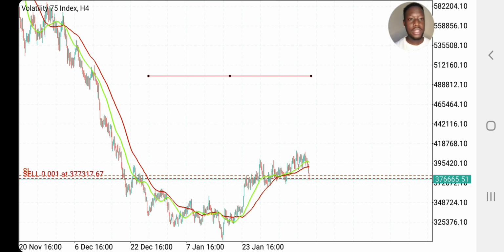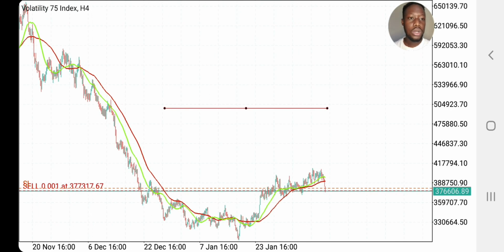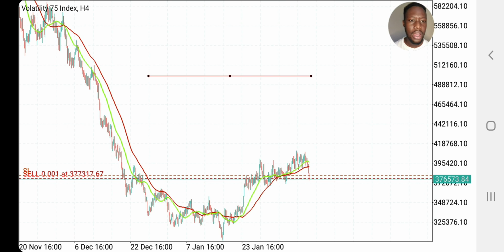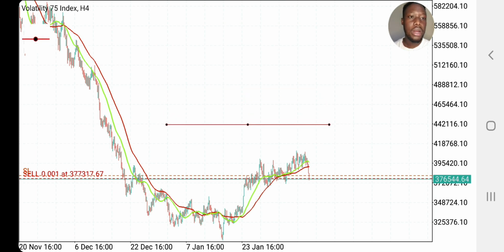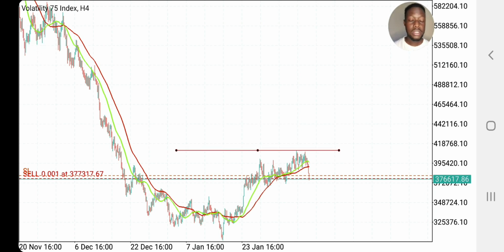Okay, so in this case we're going to try to take a look at how the market has been. First and foremost, this is the market's highest point. Let me just do that. That has been the market's highest point. Remember, we're doing this short term, so you need to look for the highest point and also the lowest point.